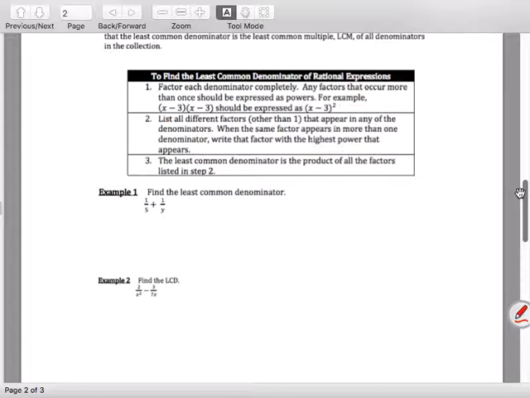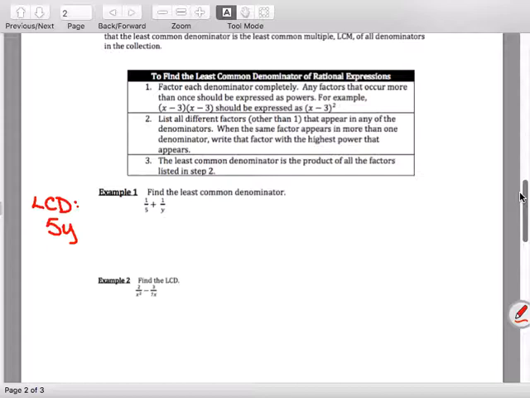If you have x and x, you just put x. If you have x plus 2, you put x plus 2. But if one of them's x plus 2 and the other one's x plus 2 cubed, you're going to put x plus 2 cubed. All right? And this will make a little bit more sense. Then you just put the LCD as the product of all of those factors. So watch this. In example 1, the LCD, I have a 5 and a y. So the LCD is 5y.